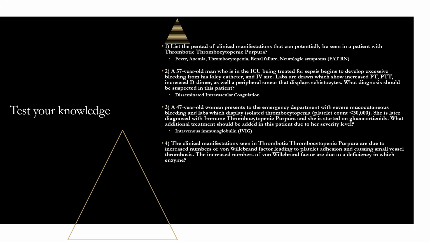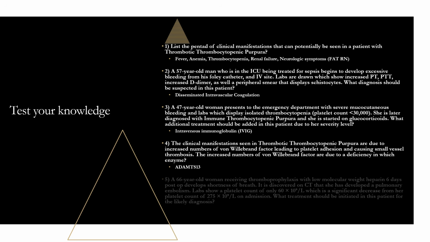Question 4, clinical manifestations seen in thrombotic thrombocytopenic purpura are due to increased numbers of von Willebrand factor leading to platelet adhesion and causing small vessel thrombosis. The increased numbers of von Willebrand factor are due to a deficiency in which enzyme? So remember, that is going to be ADAM. So ADAMTS13. There's not enough of him around to keep Willie in check.